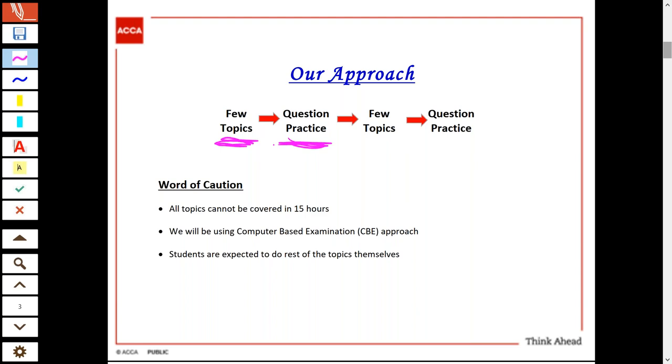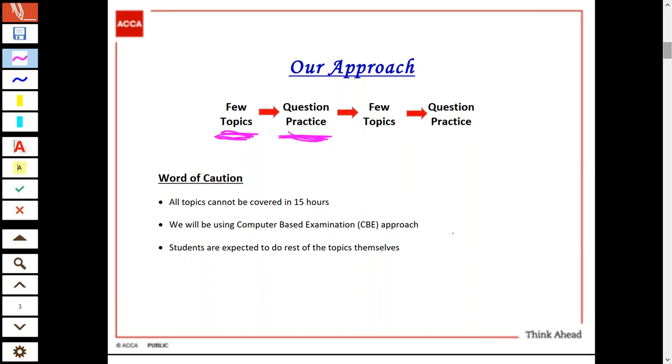A little bit of word of caution here. It is just a 15 hours webinar, so we all know that we will not be able to complete the entire syllabus. So I have picked up those topics which I feel are most important for SBL plus a few of the difficult topics. And I do hope that you understand this fact that the rest of the topics you will have to do on your own outside the webinar.